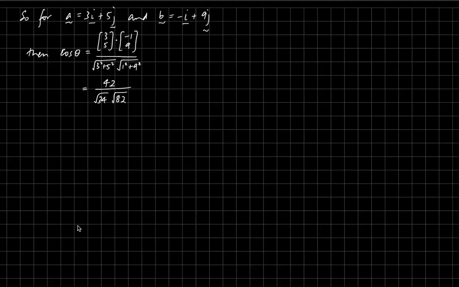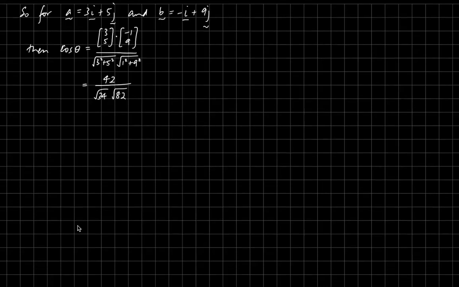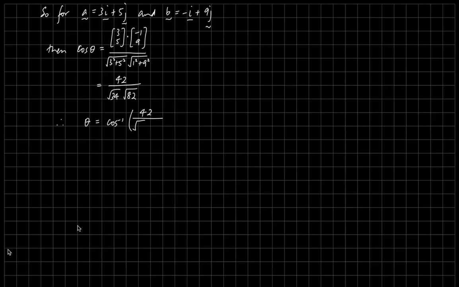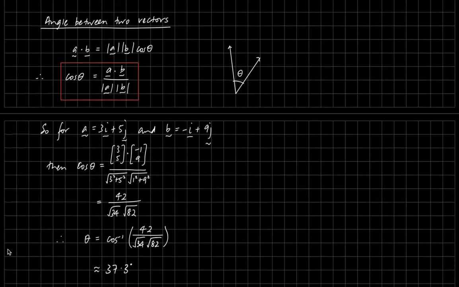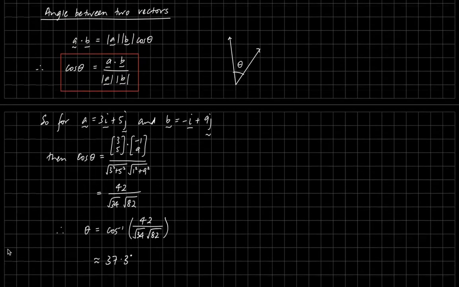Now you can grab your calculator and say that therefore theta is going to be the inverse cosine of that expression there, and you can just put that straight into your calculator to get an approximate value. Here's one I prepared earlier: 37.3 degrees. Now from our sketch up there, that looks reasonable. Our sketch wasn't totally accurate, but certainly around 35 to 40 degrees looks reasonable.